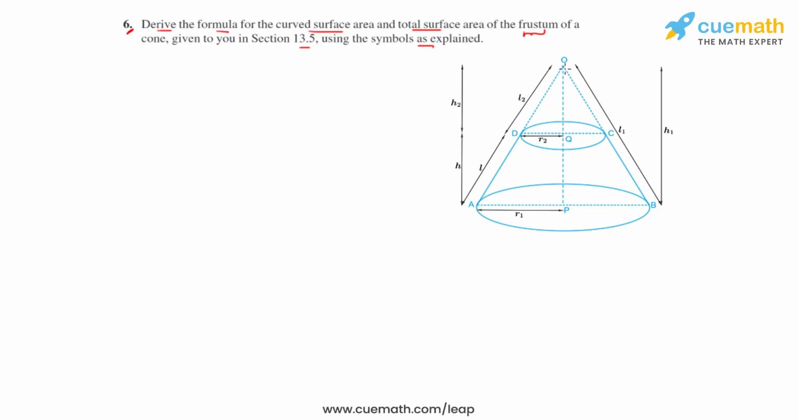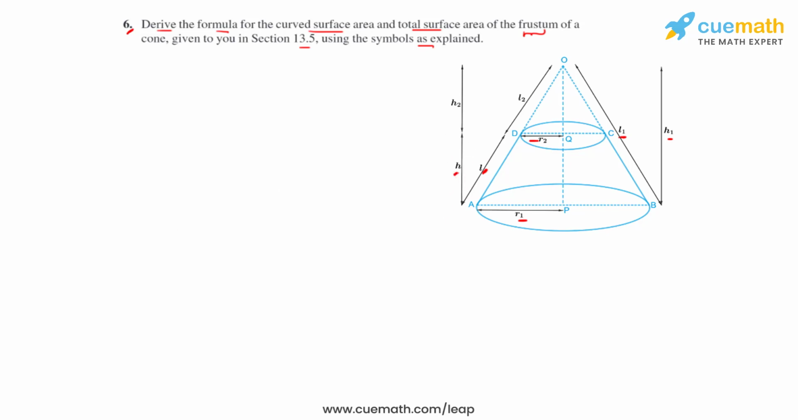So basically what we have is a cone OAB with its base radius being R1, its total height being H1 and its slant height being L1. Now to construct a frustum, we cut it by a plane which is parallel to its base. The plane that we are making use of is DC, and that gives us a frustum ABCD. Now the radius of the upper circle of this frustum is R2, as highlighted in the figure. We'll have to find the slant height of the frustum, which we take to be L, and we take the height of the frustum to be H.